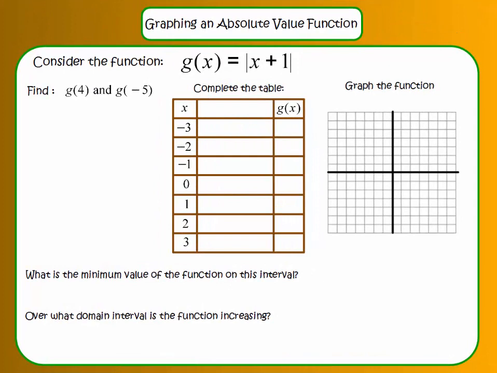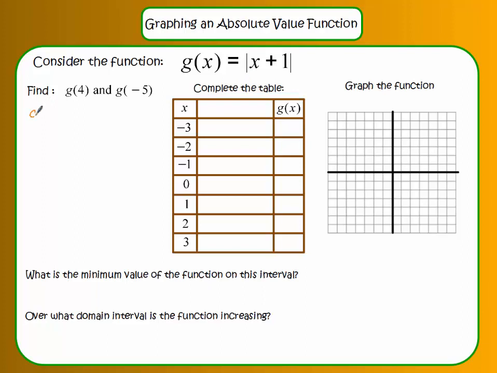We're going to look at graphing an absolute value function. I know this is something we've already seen this year, but let's see exactly what's going on and why this would be considered a piecewise linear function. The first thing we want to do is look at our function. It is g of x equals the absolute value of x plus 1. Remember, that's what those bars mean. The x plus 1 is between these bars. That means absolute value. So we are first going to find g of 4 and g of negative 5.